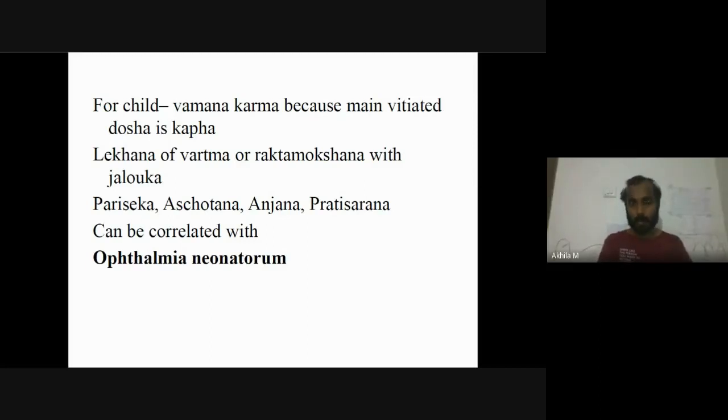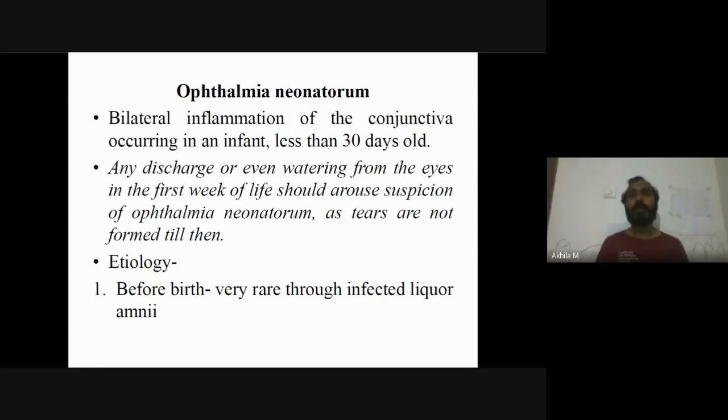And this condition, kukunaka, can be correlated with ophthalmia neonatorum. Ophthalmia neonatorum is a condition where there is an inflammation of the conjunctiva. The inflammation happens within 30 days of life, after the birth has happened. Within 30 days of age there arises an inflammatory condition of the conjunctiva. The bilateral inflammation of the conjunctiva can be called ophthalmia neonatorum.